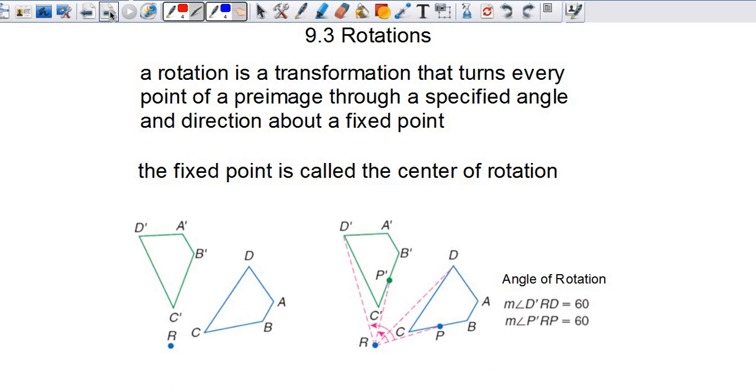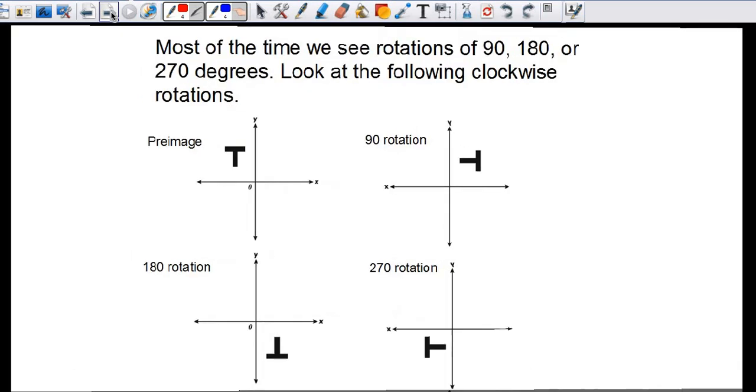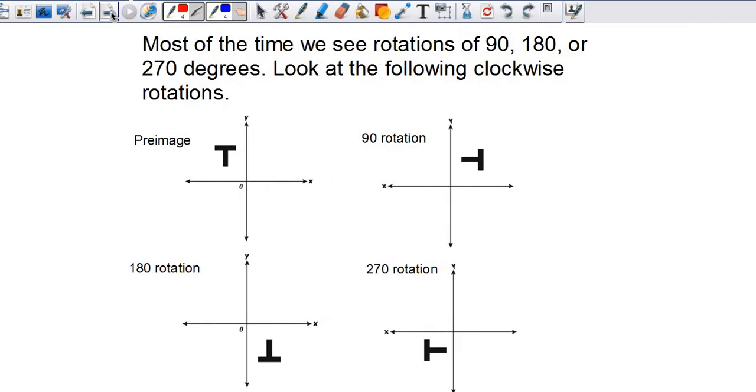This example shows a 60 degree, but in geometry, we're not actually going to deal with 60 degrees much. We're going to deal with three main ones. We're going to deal with a 90 degree, a 180 degree, and a 270 degree. Those are the three main ones we're going to deal with.